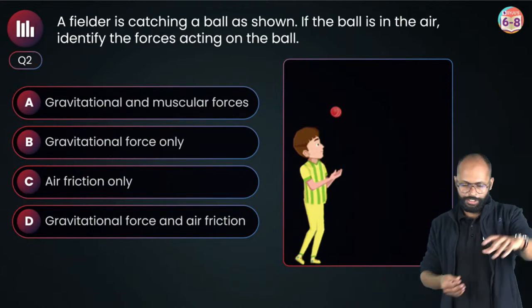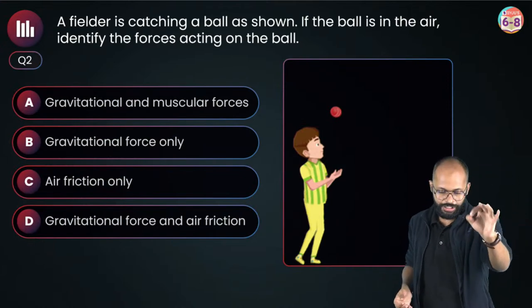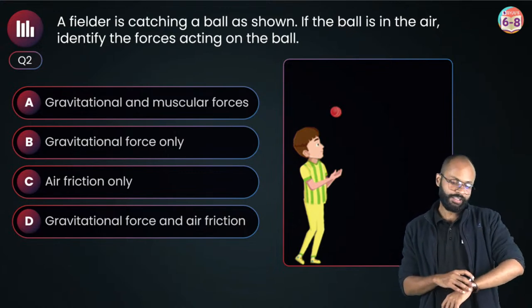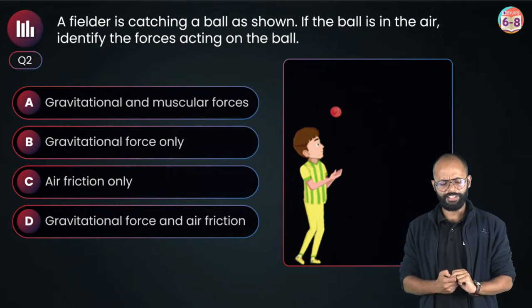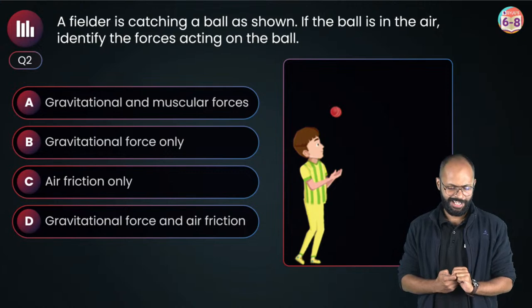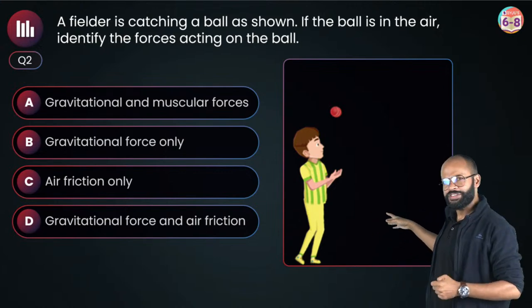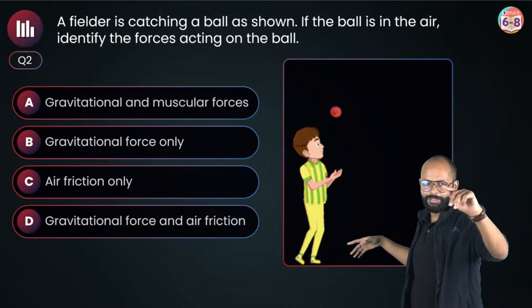Question number 2 on your screen. A fielder is catching a ball as shown. If the ball is in the air, identify the forces acting on the ball. And I think I sent this question as a poll question on the channel also. Yes. I think the same question aaya tha na. Kitne logon ne attempt kiya tha? A similar question was given to you in the poll on the channel. Remember?